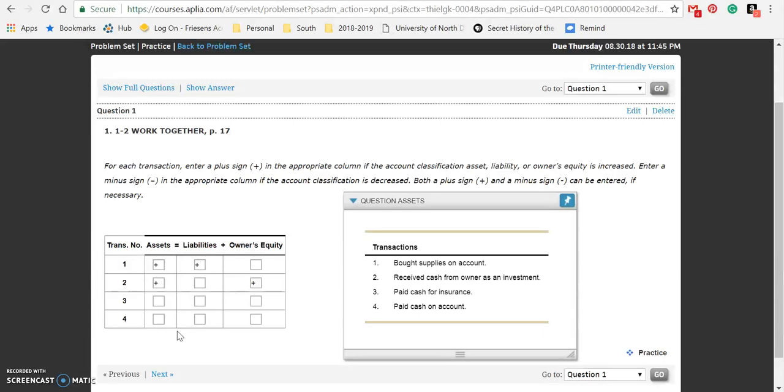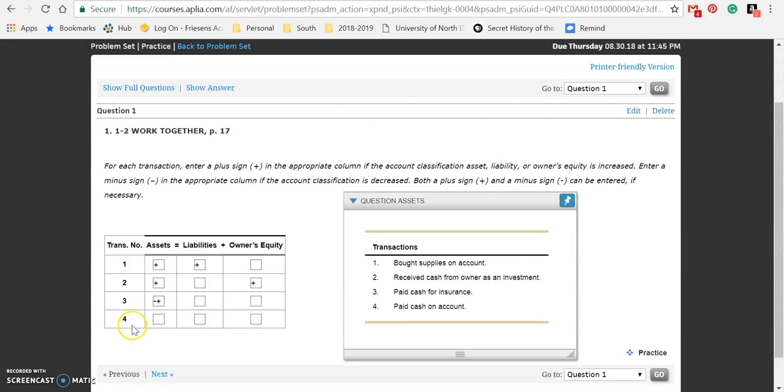Okay. So let's look at transaction number 3. It says we paid cash for insurance. So this is kind of a tricky one because both cash and insurance, if you remember from the lecture, are both assets. So what is happening to cash first? If we paid it, cash is going down, but we received insurance, so insurance is actually going up. And remember, the reason that we can have a minus and a plus here is that we're on the same side of the accounting equation. So we can do this because essentially these two cancel each other out. Okay.